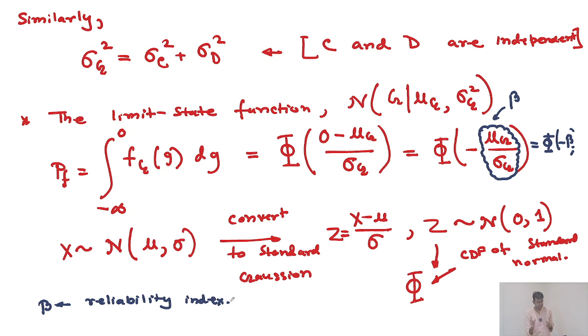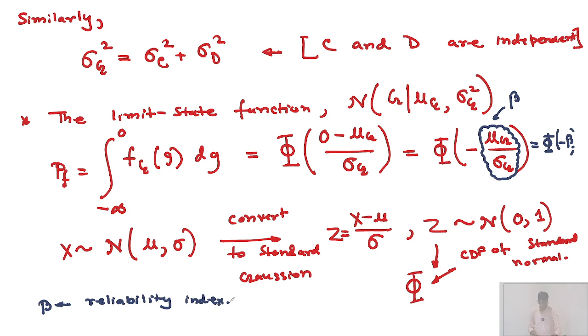The reliability index, probability of failure is not that common. But in the scientific community, probability of failure is more common. Reliability index is also common, but PF, or probability of failure, is much more common. Okay, so keep that in mind.